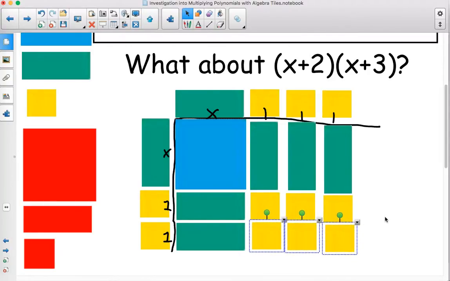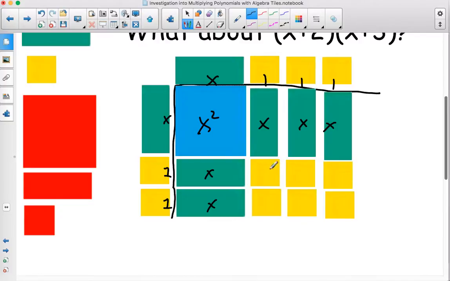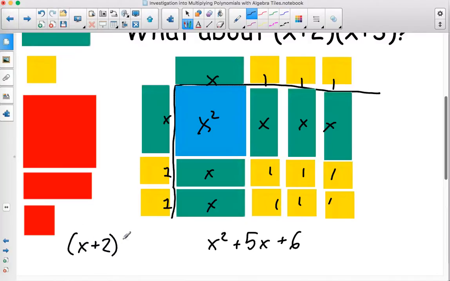What we see then, when we multiply x plus 2 times x plus 3, what do we get in total? Well, we get an x times an x, we get an x squared, which hopefully isn't too surprising. We get 1, 2, 3, 4, 5 x's. And then how many 1's do we get? 1, 2, 3, 4, 5, 6. That's kind of interesting. So in total I get x squared plus 5 x's and 6 1's. So I would say x plus 2 times x plus 3, what does it equal? It equals this. This is going to be my area.